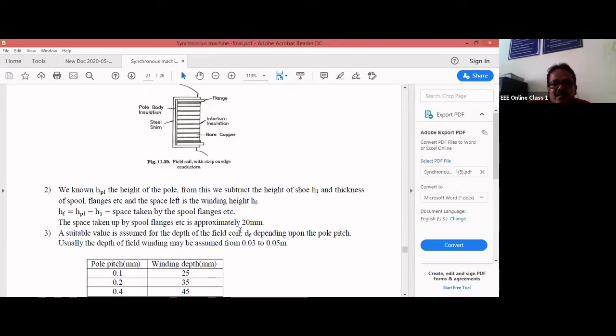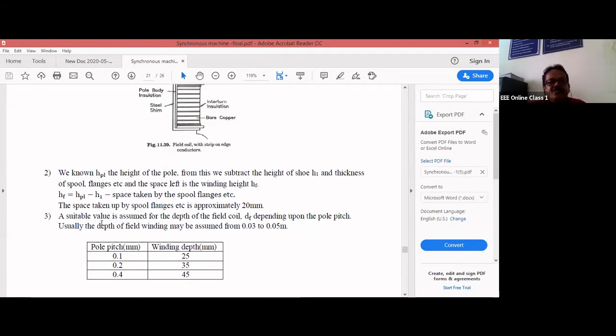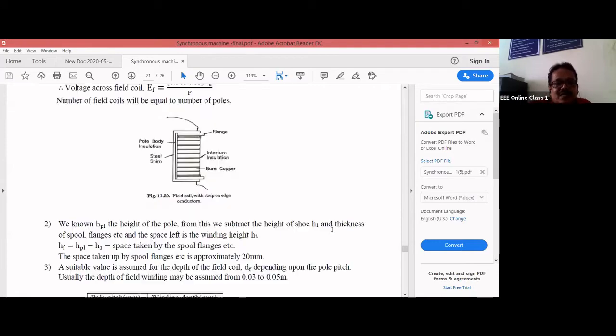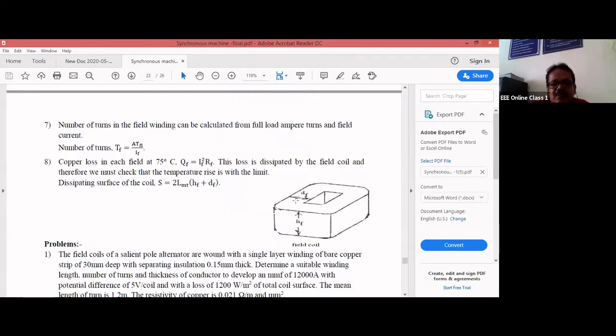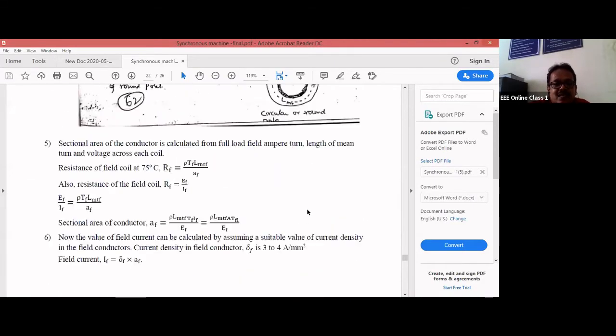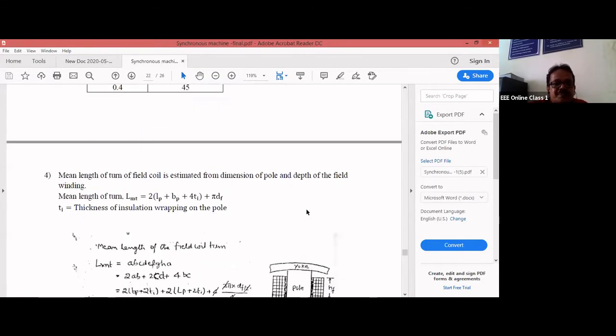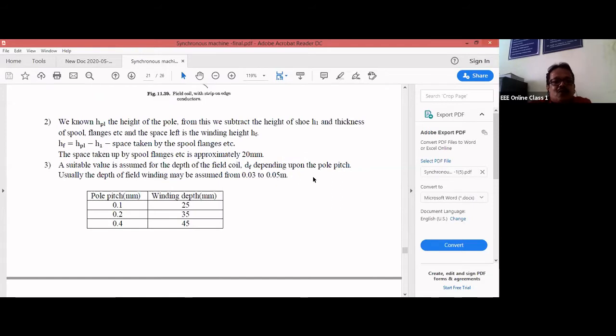is approximately 20 mm. So the spool and the flanges, along with that insulation, will account for 20 mm. A suitable value is assumed for the depth of the field winding. Depth of the field winding means nothing but your DF. A suitable value should be assumed depending upon the pole pitch.